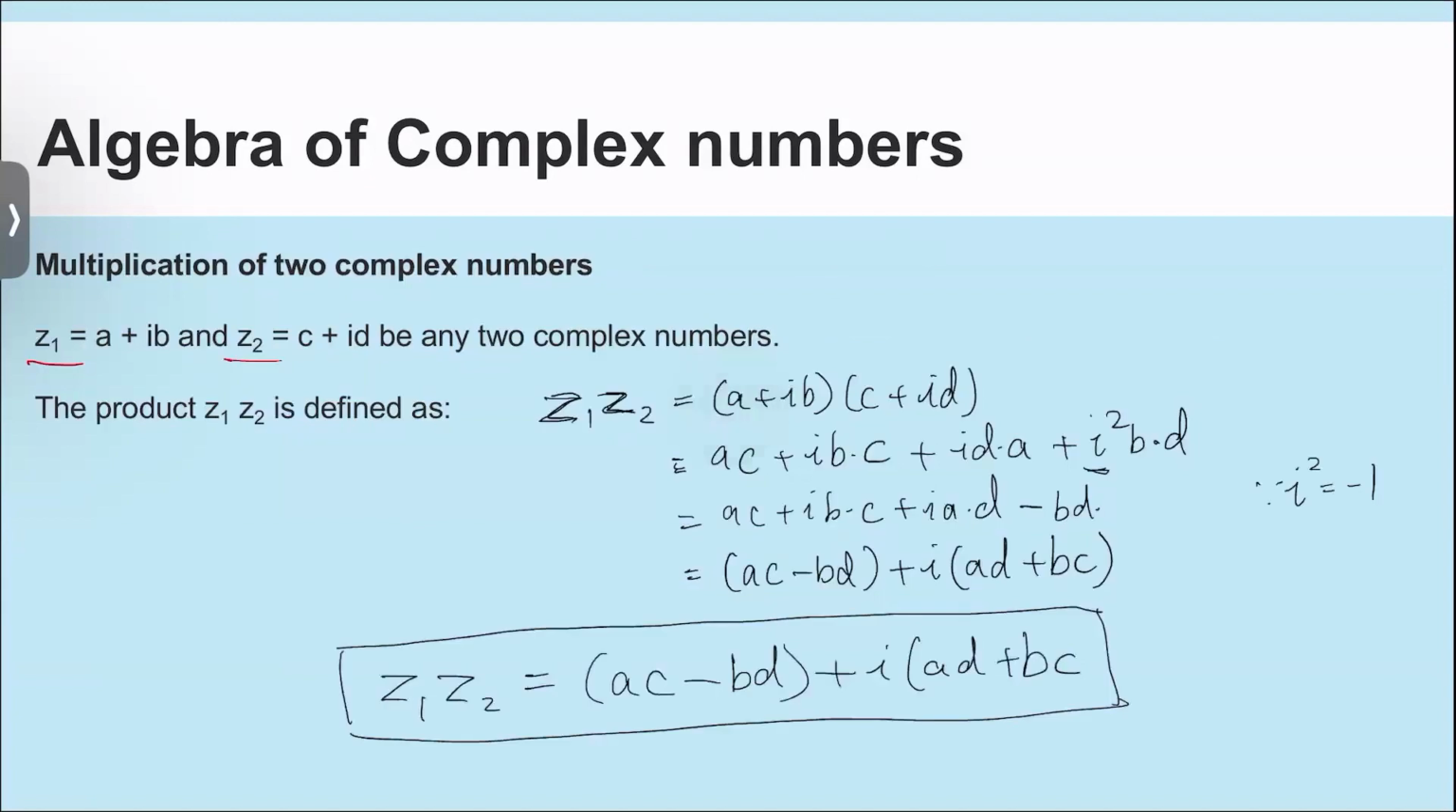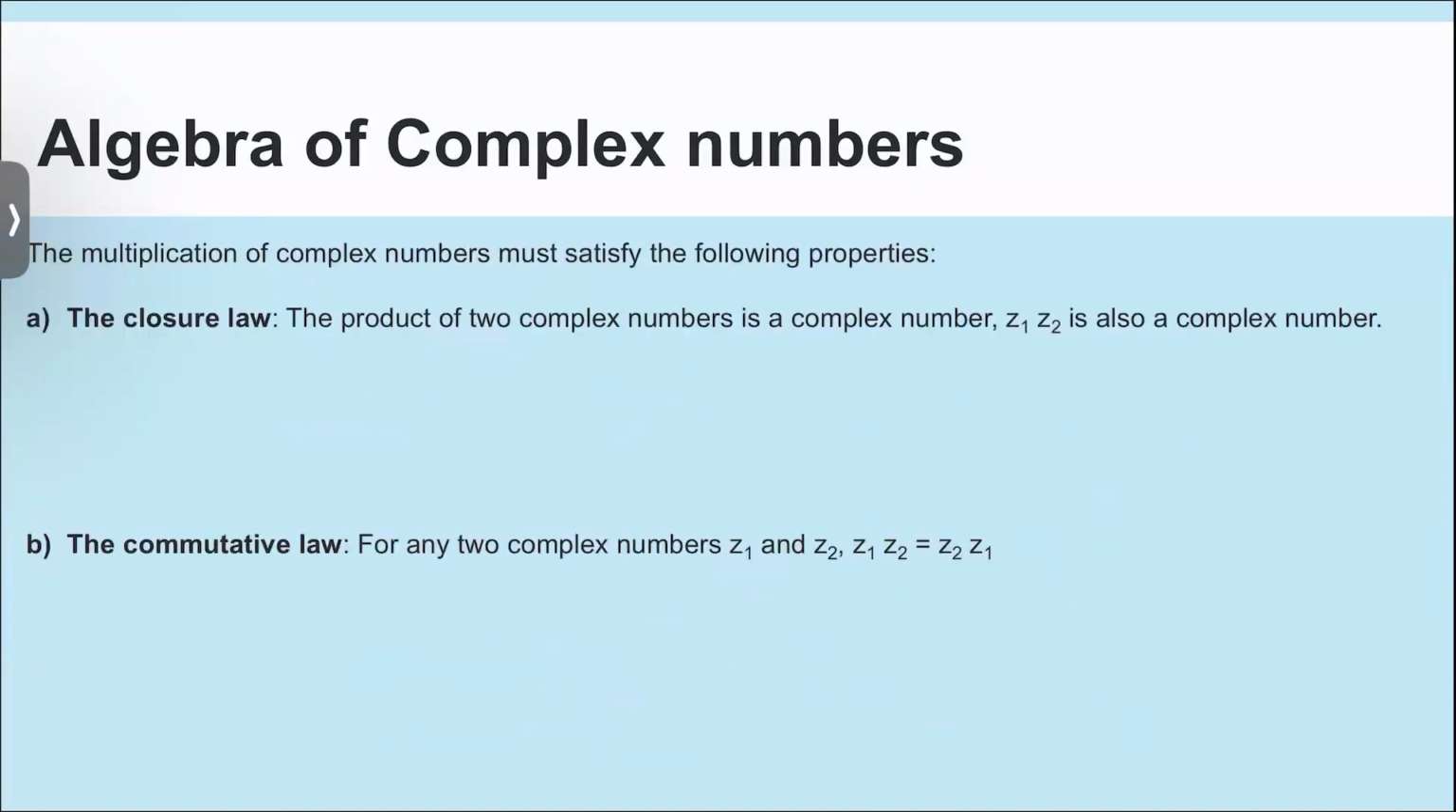I will show examples once we are done with the basics of multiplication of complex numbers. When we were doing the addition of two complex numbers, we saw the sum had to follow some properties and satisfy some laws. Some of the similar laws apply even when we do multiplication of two complex numbers. So let's see.